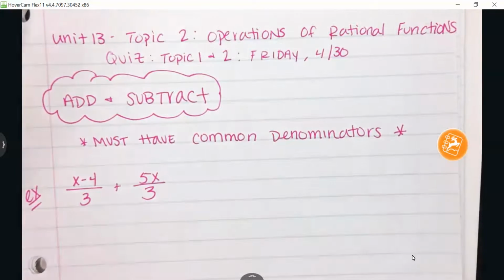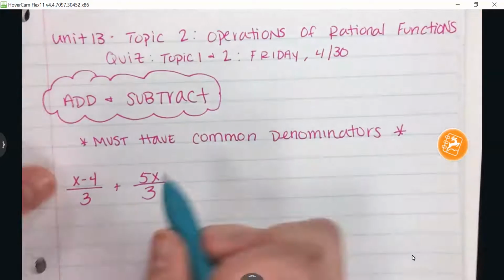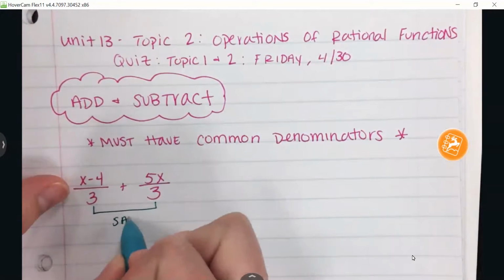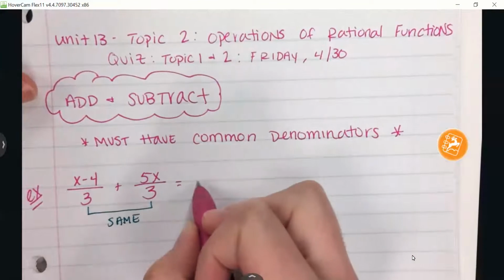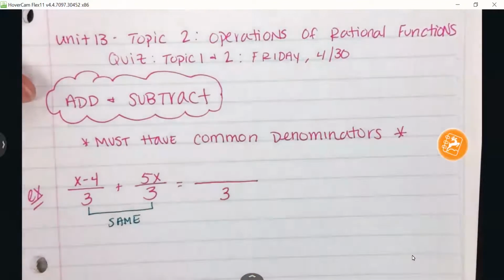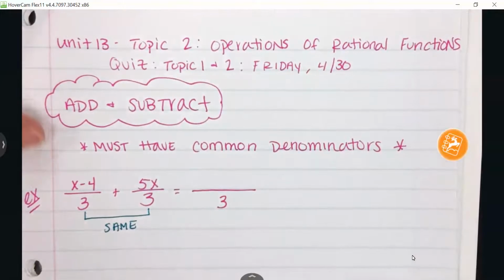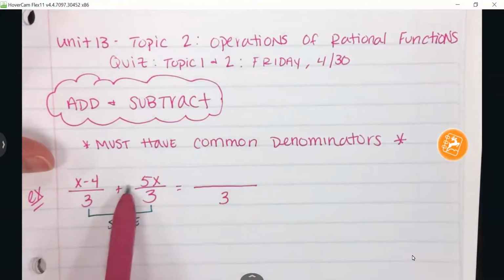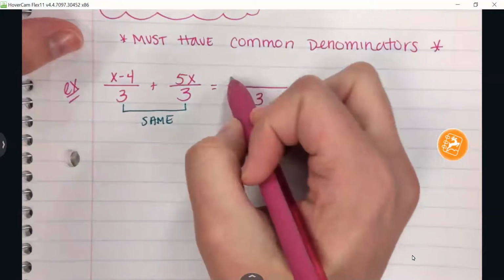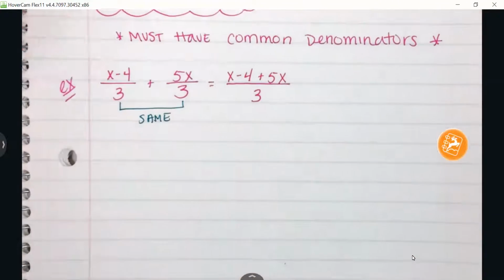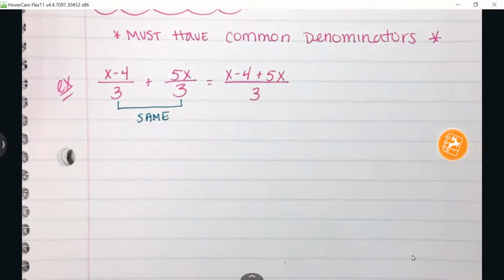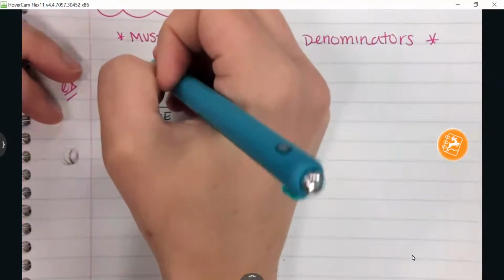Sorry. So because they have the same denominator, that's what's the most important. Once I know they have the same denominator, then I can make this as one fraction. So I'm going to write straight across. I'm going to write x minus 4 plus 5x. How did I know it was a plus 5x? Because it says plus right here in the middle.